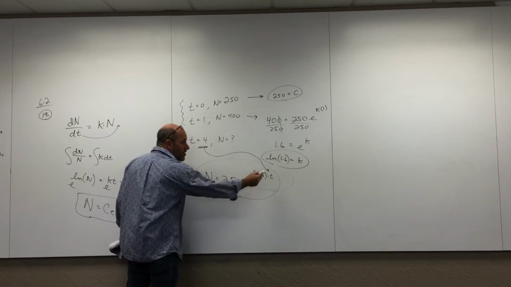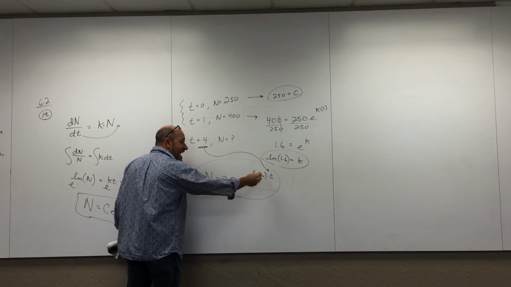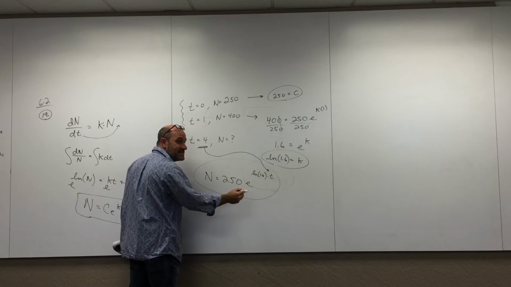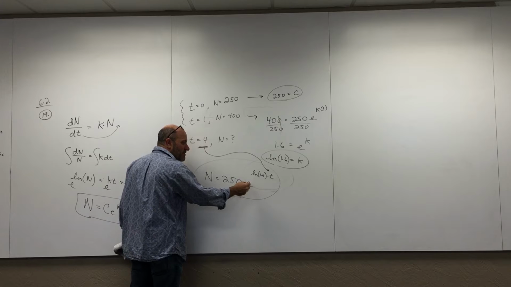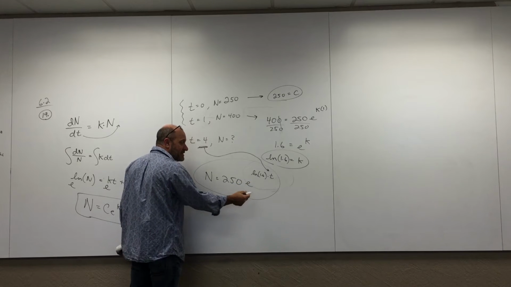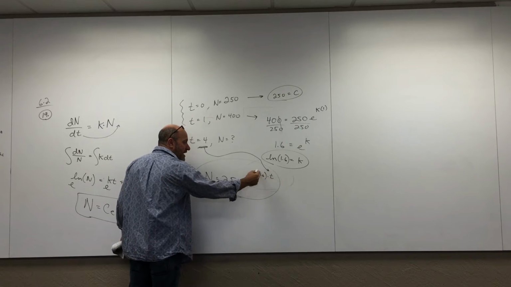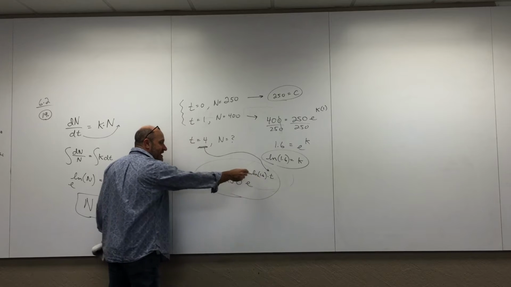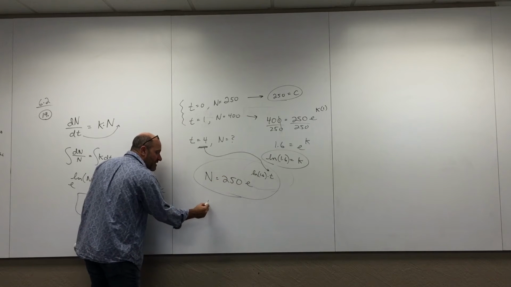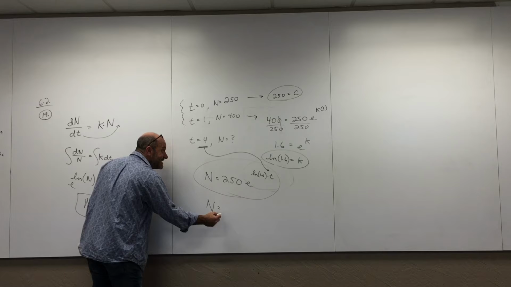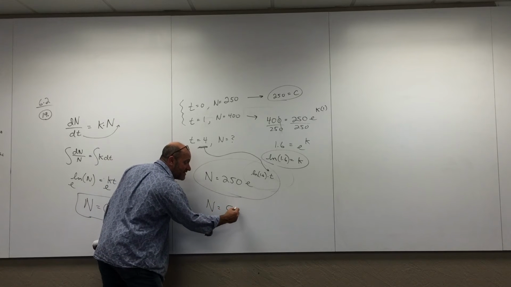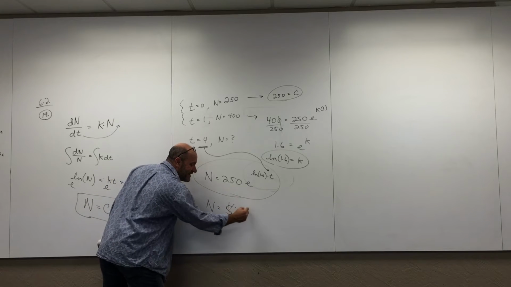If you plug in your 4, you multiply that, you e that after you multiply it. At some point, I do pick up a calculator now. I plug in a 4, I multiply that, I e that. After I e that, I multiply by 250, and the final answer is 1,638.4.